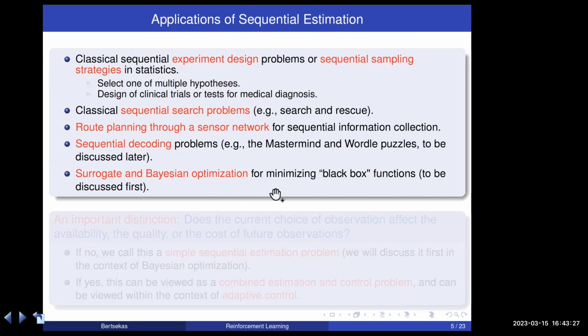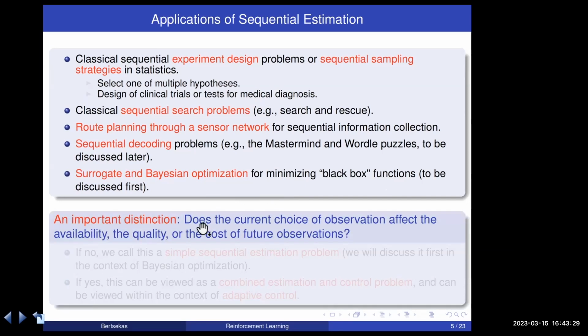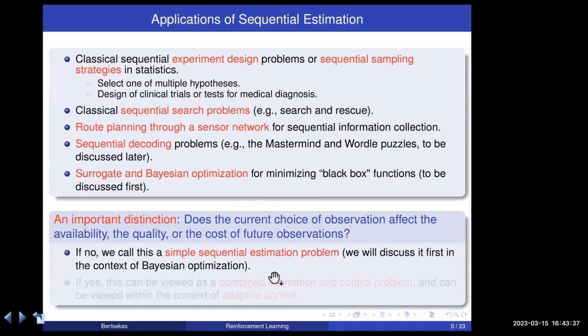And let me take the opportunity here to make an important distinction. The problem simplifies if the current choice of observation does not affect the availability of future observations or the cost or the quality. So if I take a measurement now, that doesn't mean that I'm not going to have the option to take other measurements in the future. This is the simple sequential estimation problem, and it's generally easier.